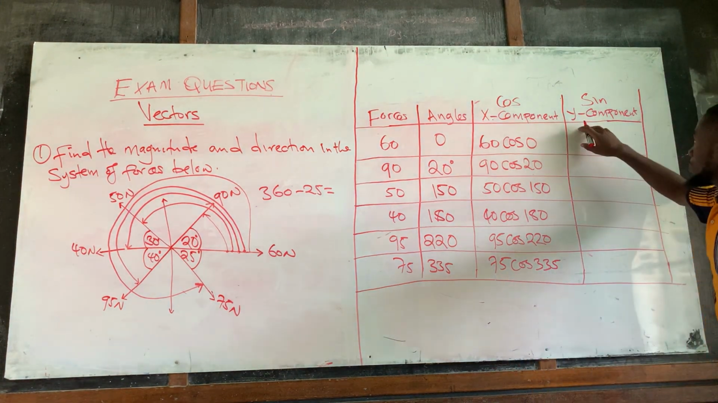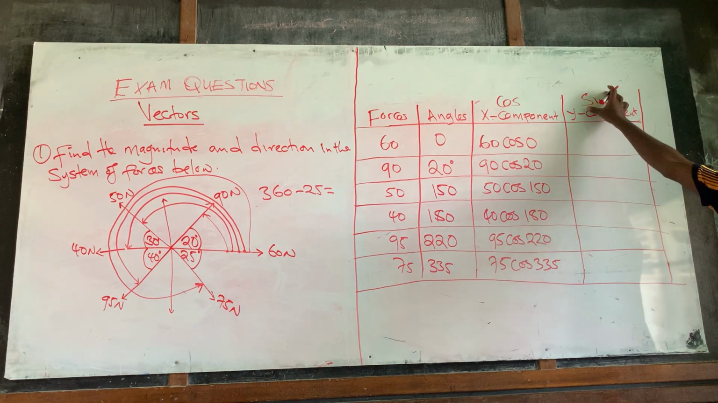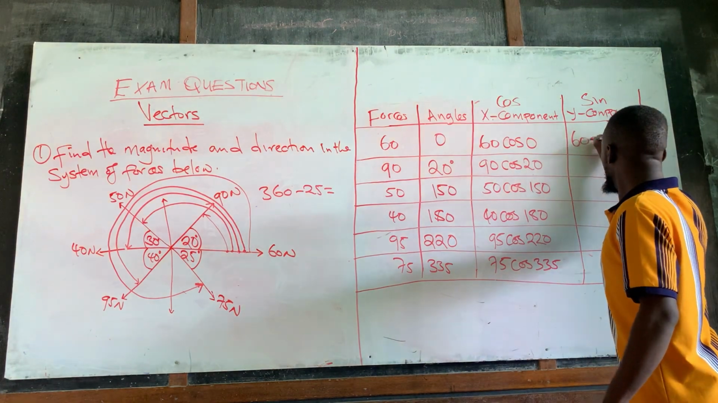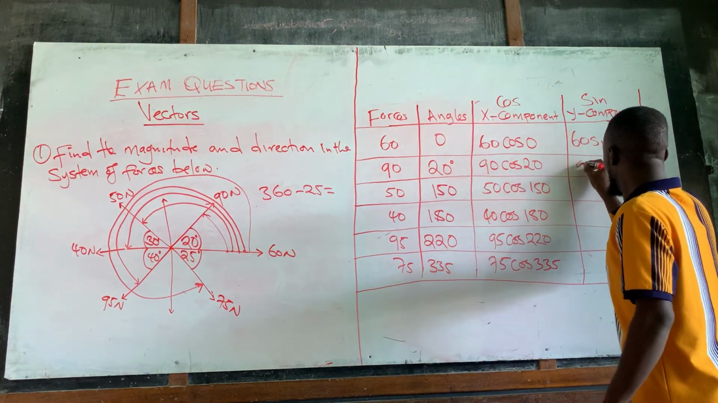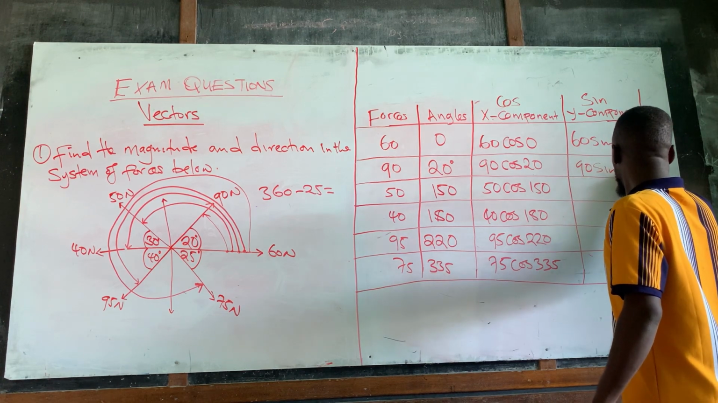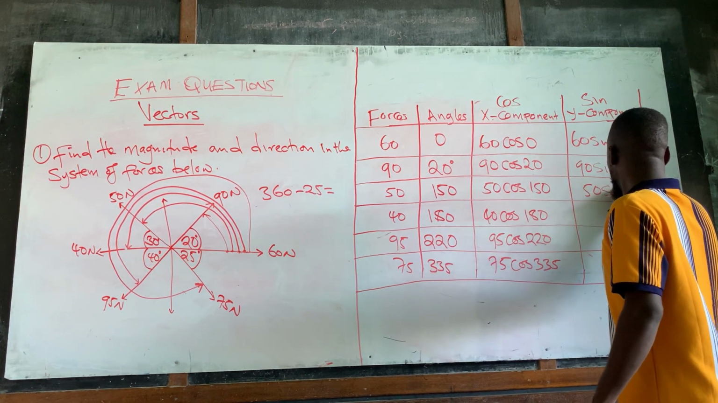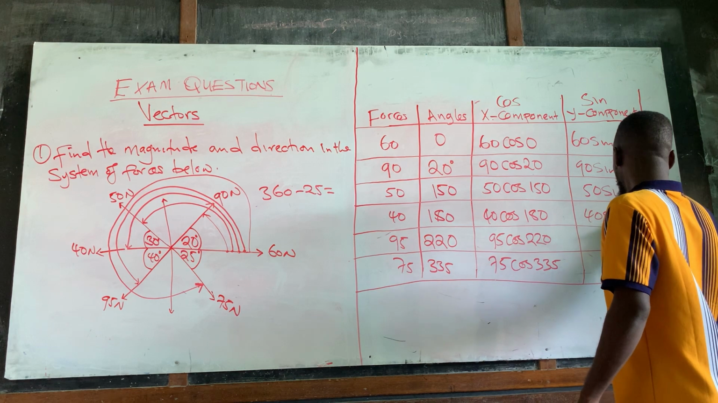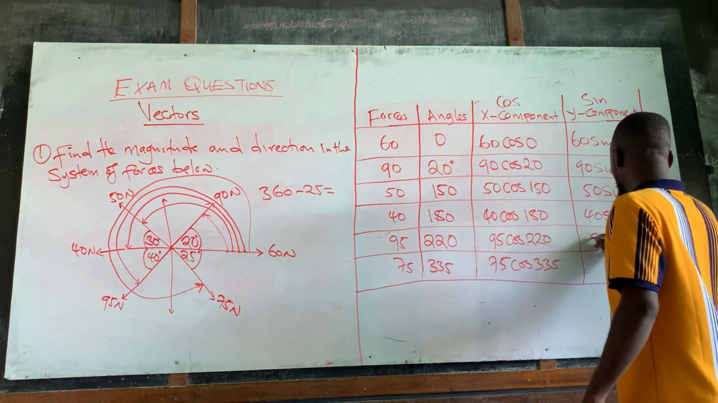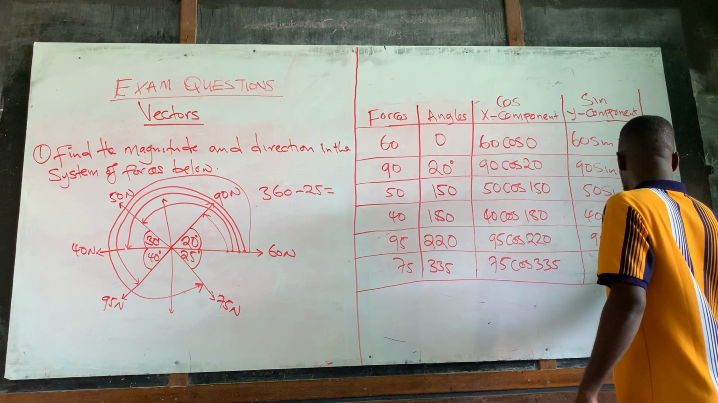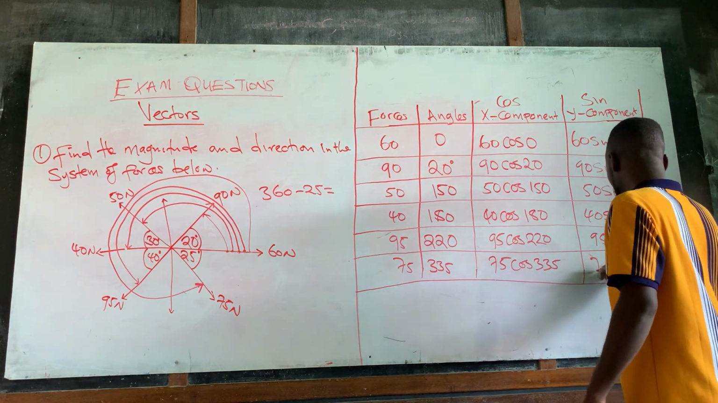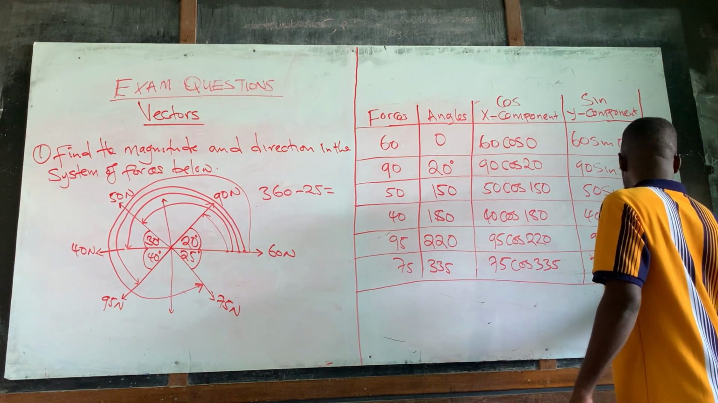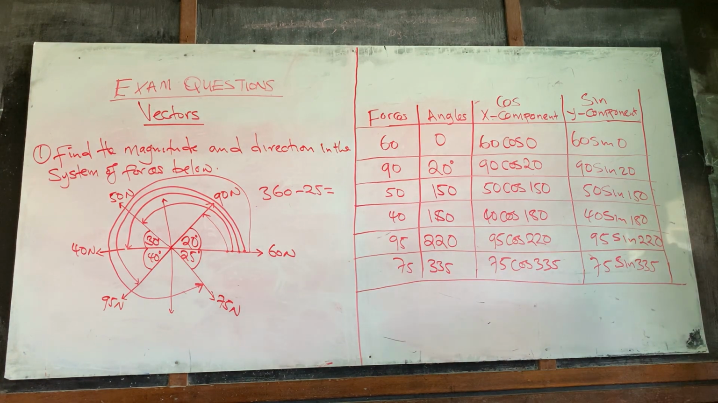So now we go to the y component here. On the y component here, we are using sine now. So in between here, we put what? Sine. So say it will be 60 sine 0. Next, 90 sine 20. Next, 50 sine 150. Next, 40 sine 180. 95 sine 220. 75 sine 335 there. Okay. So what do you do next here?